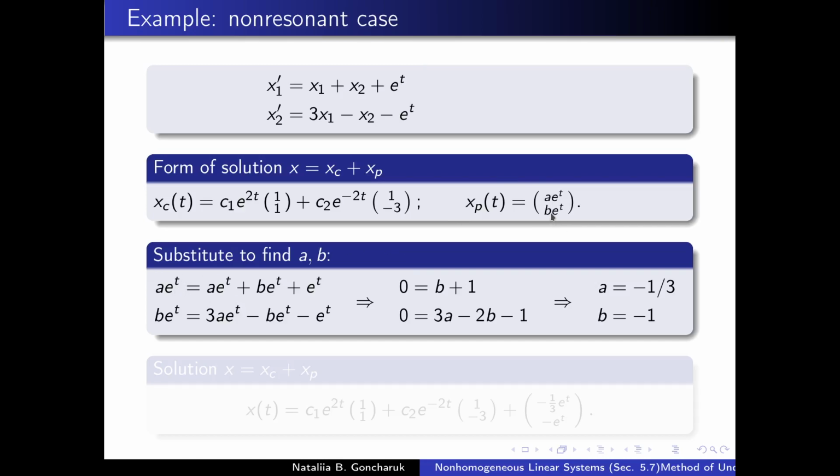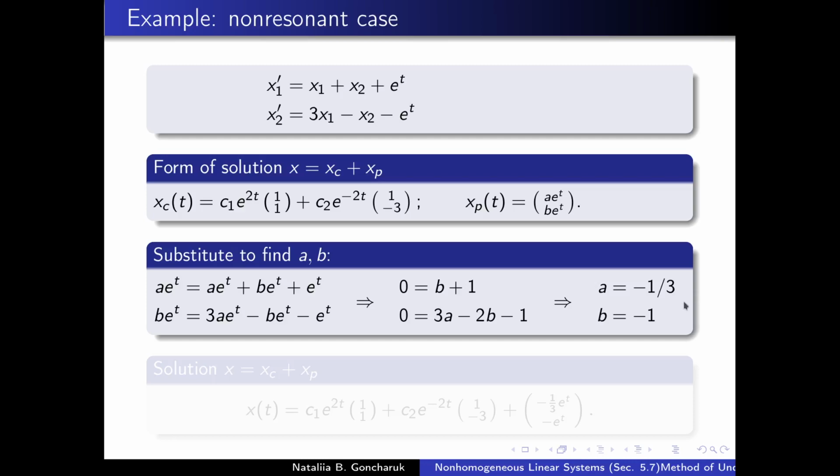This is x1 and x2. So this is x1 prime. I substitute it into the equation. And then this is x1 plus x2. This is x2 prime. This is 3x1 minus x2, and this is my b. Now you can see that you have e to the power t everywhere. You can divide by it, and this is the system on a and b. You can solve it and find a solution.